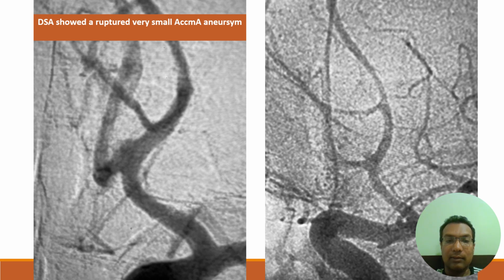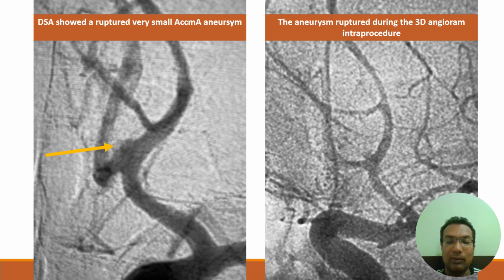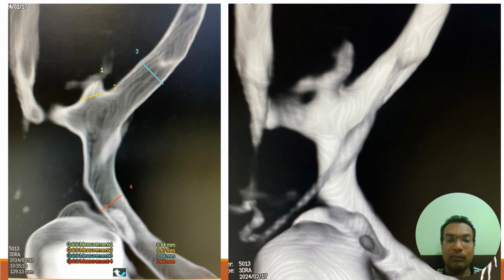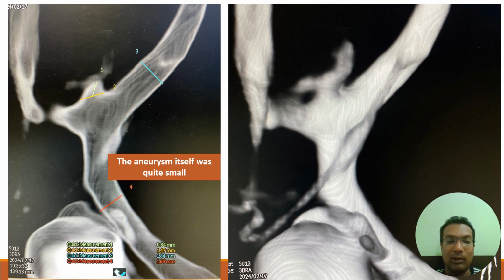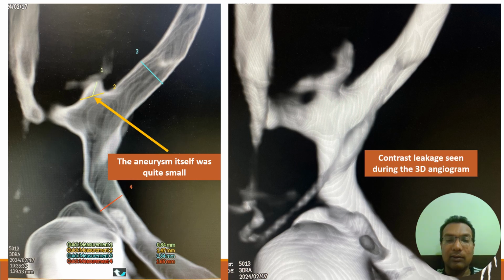A diagnostic DSA showed a ruptured small anterior communicating artery aneurysm, which was filling from the left internal carotid artery injection. While doing the 3D angiogram, the aneurysm ruptured and free egress of contrast was noted from this aneurysm. This is the 3D image. The aneurysm we can see is quite small, and we can also see the contrast leakage demonstrated beautifully on this VRT image.